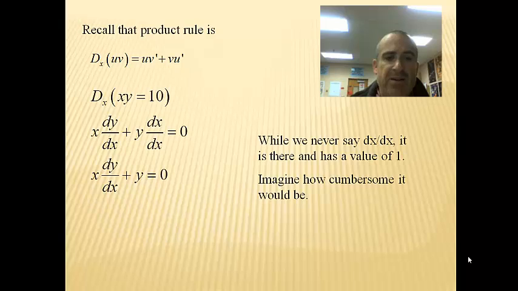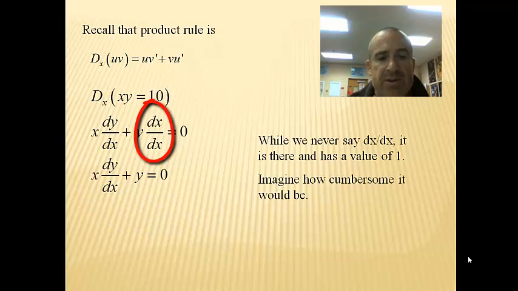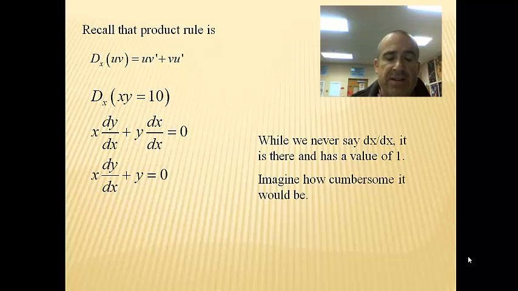Now you might notice that I wrote a dx dx there. You don't need to. Dx dx is 1. The reason I wrote that is to show you that we're taking the derivative. For that equation, we take the x times the derivative of y plus the y times the derivative of x. The derivative of x in this case is just 1.